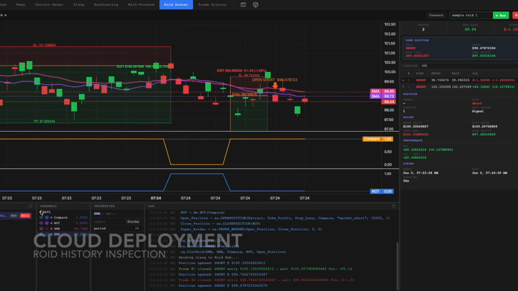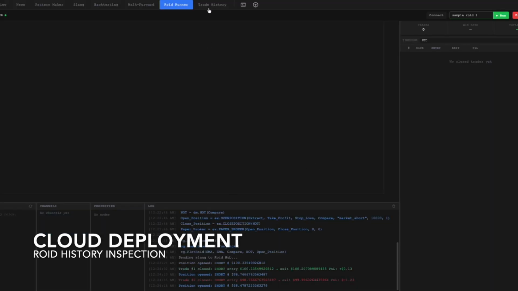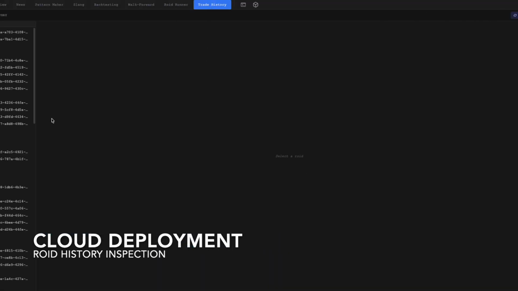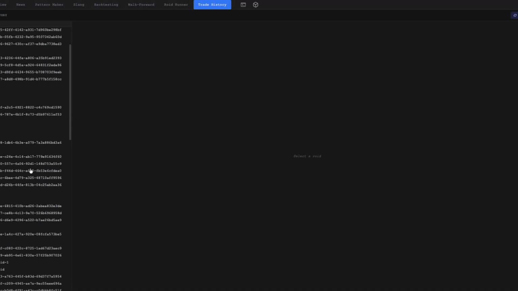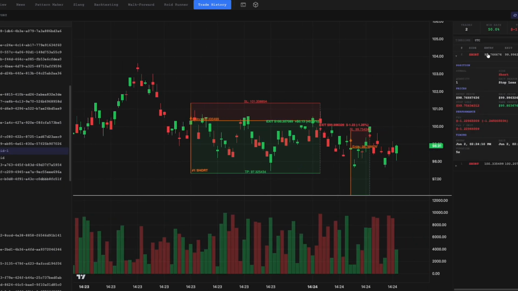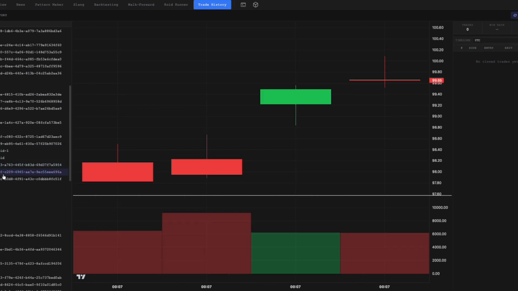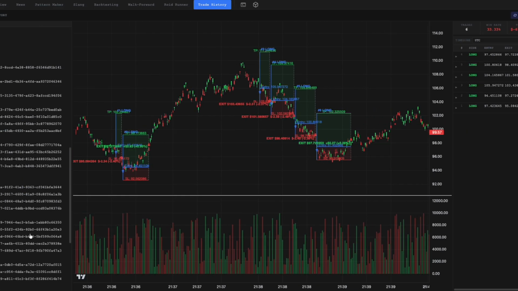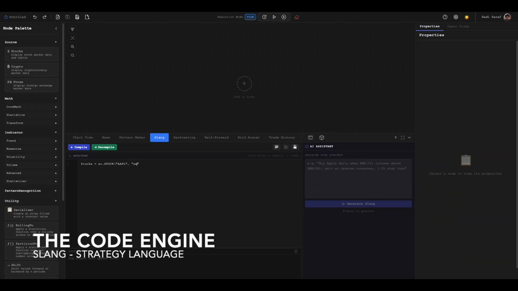Behind the scenes, everything is persisted. The server stores every historical bar, every indicator output, and every executed trade. You can return days, weeks, or months later to replay exactly what your strategy did, when it did it, and mathematically why. But the Traderoid ecosystem doesn't stop at the canvas.